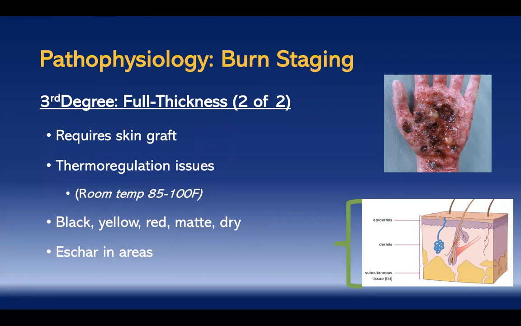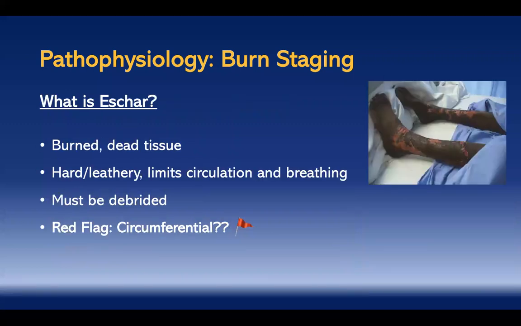Now, these burns will appear black, yellow, red, matte, or dry, and there will be eschar noted in some areas. So what is eschar? Eschar is burned dead tissue. It's this black charred skin, and it looks hard and leathery. And the damage or the risk with eschar is that it limits circulation and even breathing because it is so hard and it doesn't allow it to expand. So eschar has to be surgically debrided or have some kind of wound debridement, meaning it has to be removed. Otherwise, skin cannot regenerate and heal.